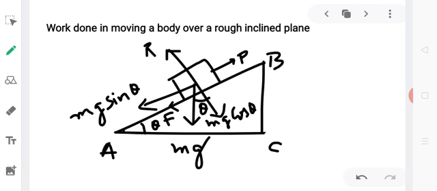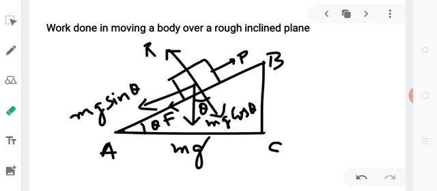Work done in moving a body up a rough inclined plane. Suppose m is the mass of a body that has to be moved up a rough plane AB, inclined to the horizontal at an angle theta. The various forces involved are weight mg of the body, that is acting vertically downwards, normal reaction R, acting perpendicular to the plane AB.